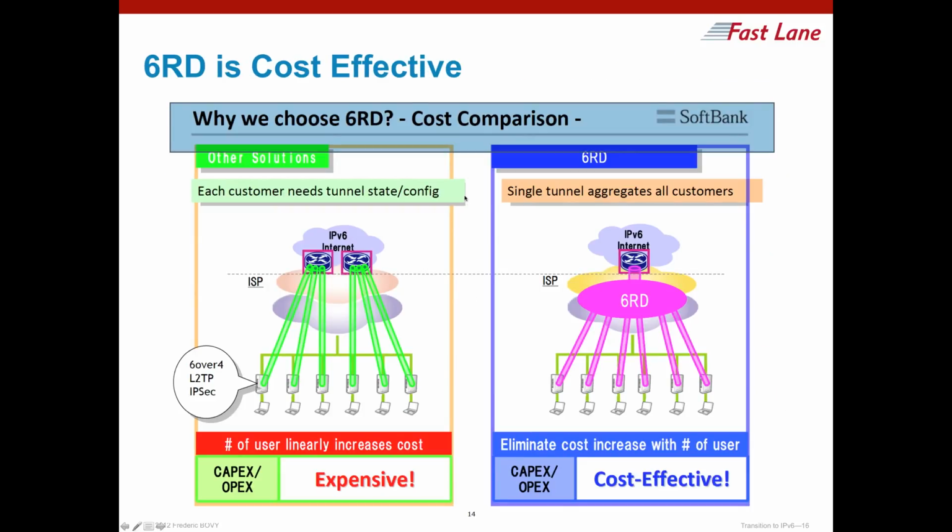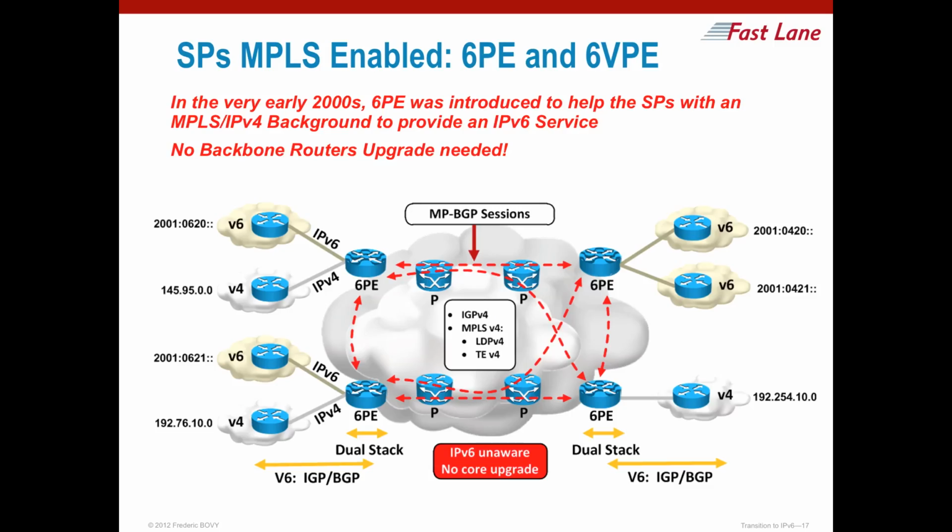So why is 6RD a very good solution and why are many customers using it? Because it is cost effective. Basically you don't need to have one tunnel for each client, as was the case for many other technologies which were expensive. With 6RD, it is possible to use a single tunnel to aggregate all customers, and it is very different from a price point of view. It is much, much cheaper than other solutions.